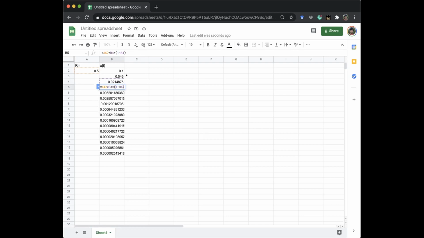Is that fine? So all that you have to do is use your Microsoft Excel or Google spreadsheet to calculate how X is changing over time. So this is time 1, time 2, time 3, time 4, and so on and so forth. Any questions on this? Let me show it again.